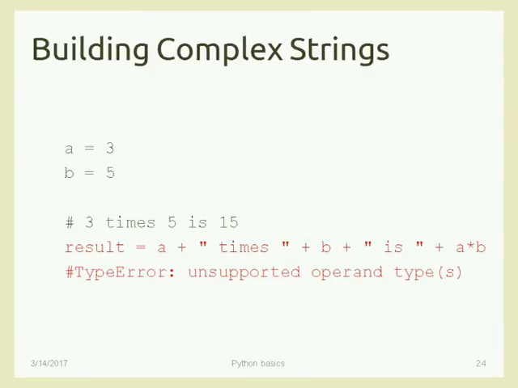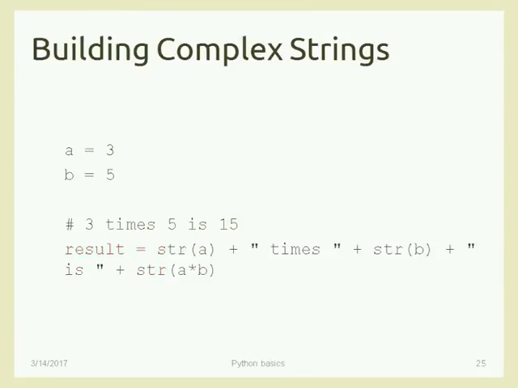To skip this problem, you can use the str function. The str function takes an operand, a type, a variable or a value, and tries to convert it into a string. So if you pass an integer to the str function, you will see the number converted into a string. So in this case, this operation works because the A number is converted into a string, and then we can perform a concatenation between two strings.